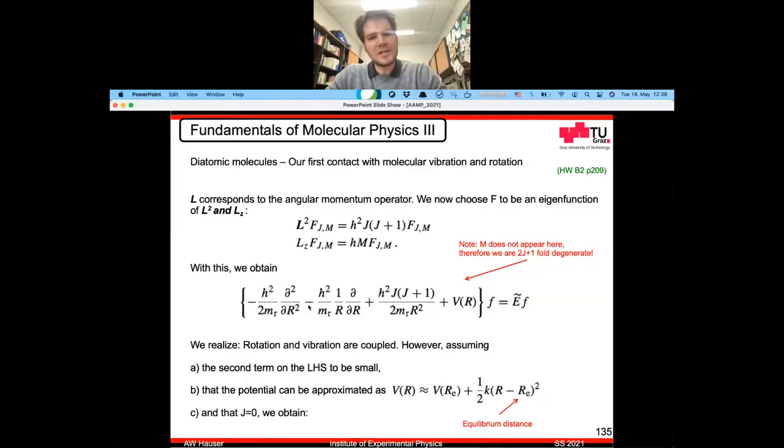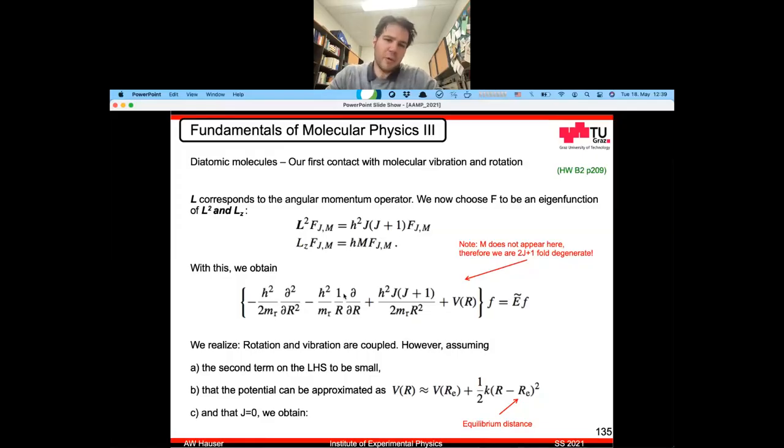However, if we assume that this first derivative, d over dr, is something of minor importance, so that this second term contribution is small, so that the change of the energy with respect to a change of the internuclear distance is small compared to the other terms that we have in this equation, we can just leave it out.